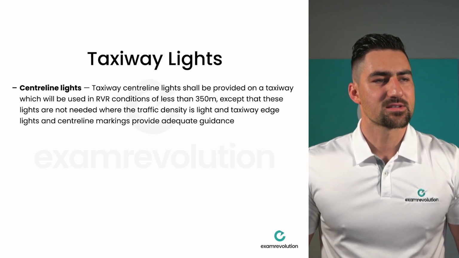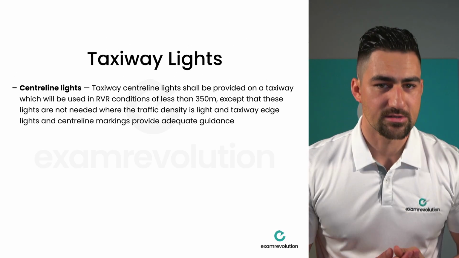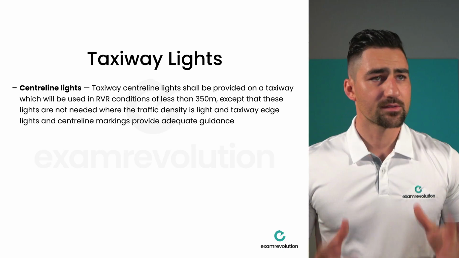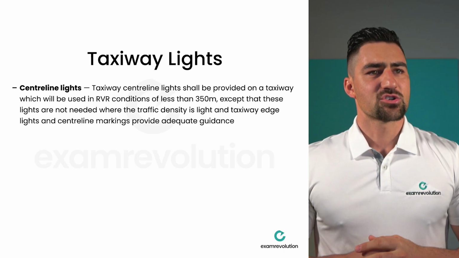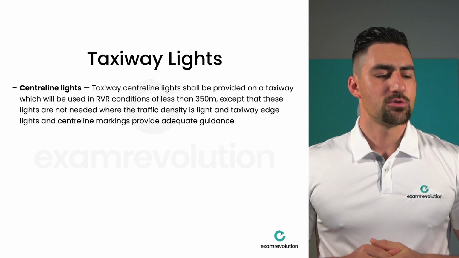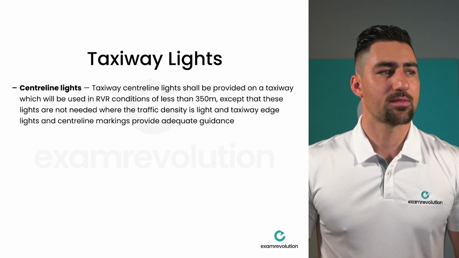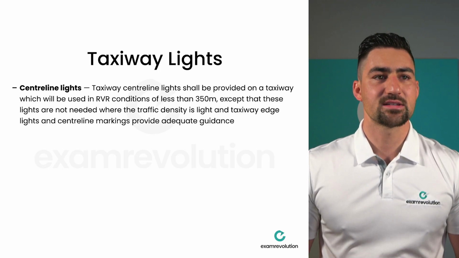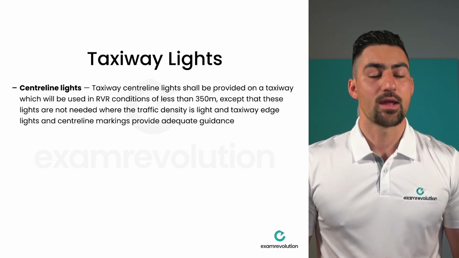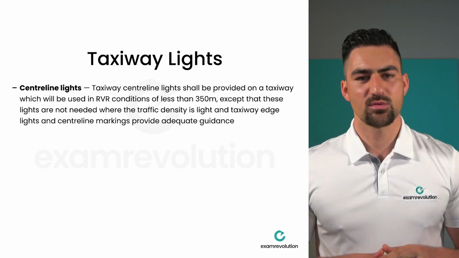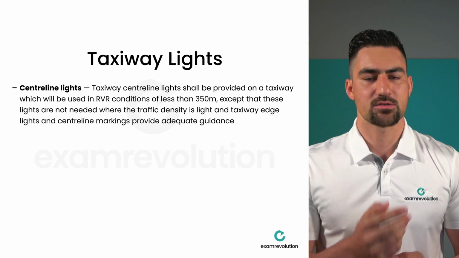Then centerline lights. This is now for taxiways, right? So we're done with all of the runway lights. Let's move on to taxiway lights. Taxiway centerline lights. They shall be provided on a taxiway which will be used in RVR conditions of less than 350 meters, except that these lights are not needed where the traffic density is light and taxiway edge lights and centerline markings provide adequate guidance. So that's when you don't need them. Then you don't need the centerline lights on the taxiway.